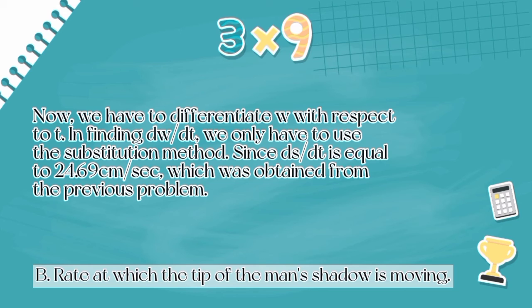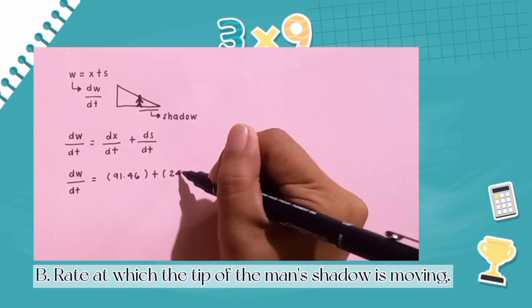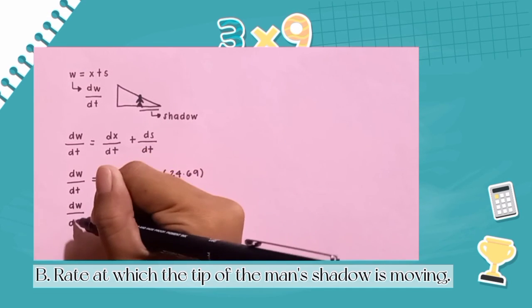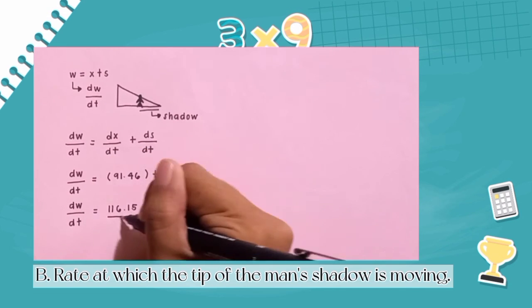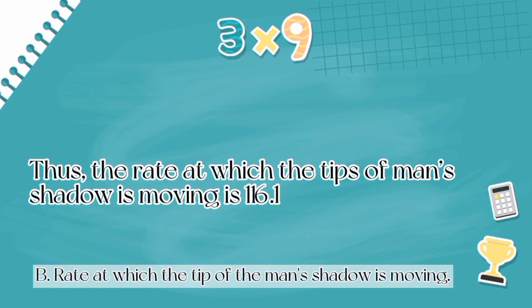In finding dW over dt, we only have to use the substitution method. Since ds over dt is equal to 24.69 centimeters per second, obtained from the previous problem, letter A, and dx over dt is 91.46 centimeters per second from the given, then we can just plug in the said values. By just adding 24.69 and 91.46, we get 116.15. Thus, the rate at which the tip of the man's shadow is moving is 116.15 centimeters per second.